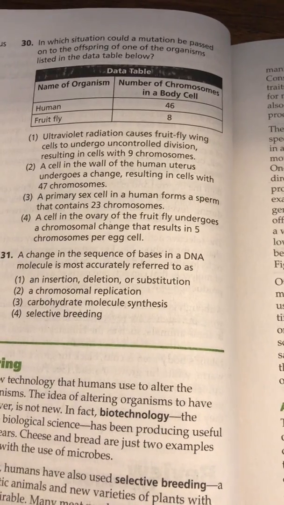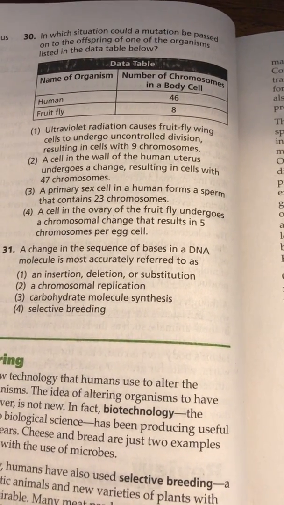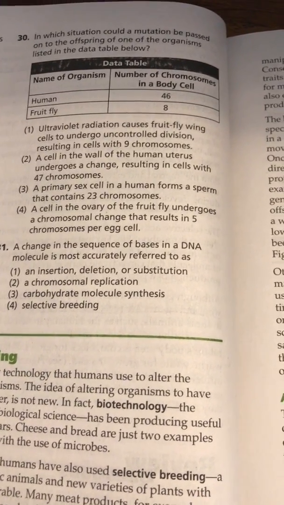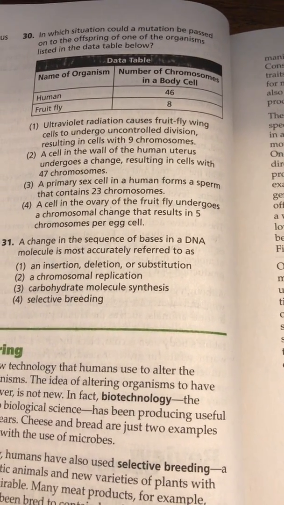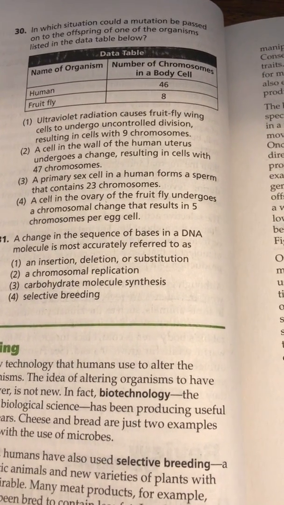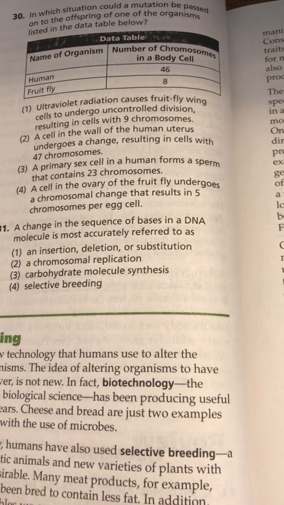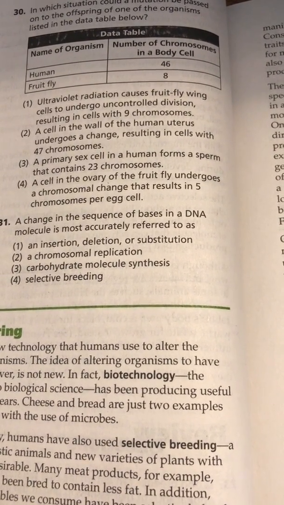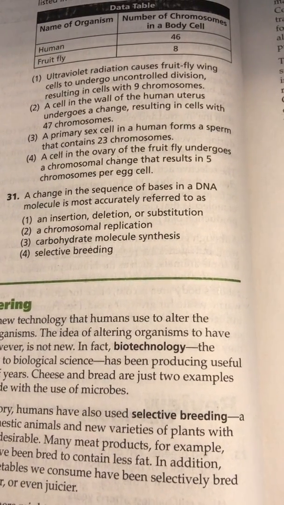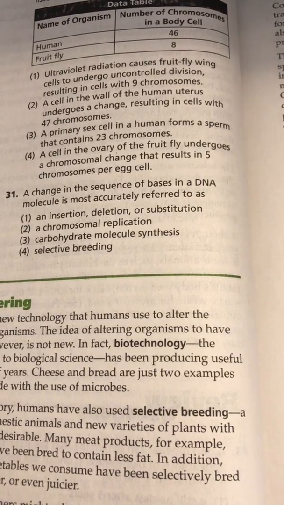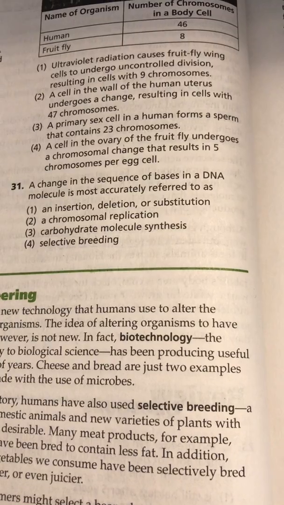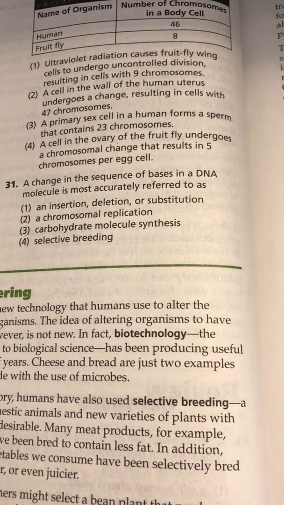30. In which situation could a mutation be passed on to the offspring of one of the organisms listed in the data table below? 1. Ultraviolet radiation causes fruit fly wing cells to undergo uncontrolled cell division, resulting in cells with 9 chromosomes. 2. A cell in the wall of the human uterus undergoes a change resulting in cells with 47 chromosomes. 3. A primary sex cell in a human forms a sperm that contains 23 chromosomes. Or 4. A cell in the ovary of the fruit fly undergoes a chromosomal change that results in 5 chromosomes per egg cell.